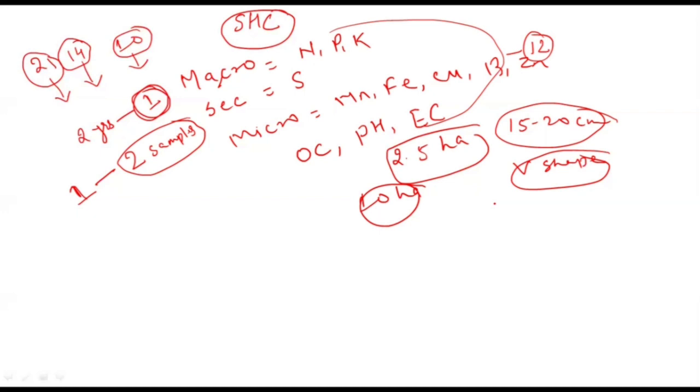Now see, according to the study of the National Productivity Council, NPC, soil health card has decreased fertilizer consumption by near about 8 to 10%. How much? 8 to 10%, and it has also increased productivity by 5 to 6%.